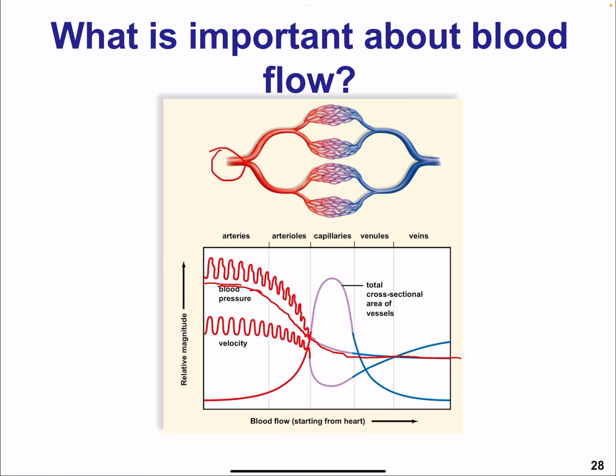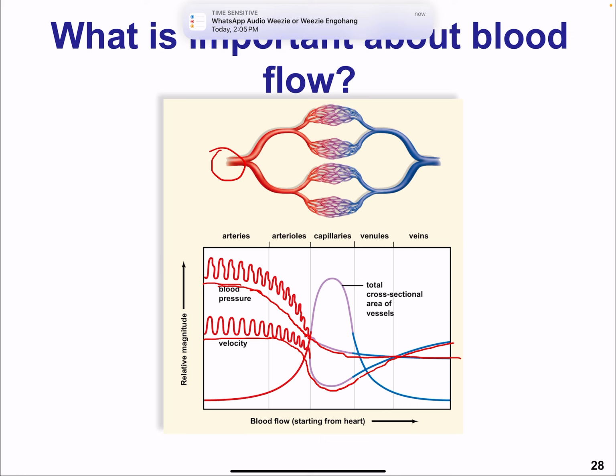How about velocity, or the speed at which the blood is flowing? Well, we see that velocity actually is high here in the arteries, drops down in the arterioles, and then falls completely in the capillaries, which means that the blood is taking time in the capillaries for exchange to happen, right? And basically now the velocity will start increasing back as we go from venules to veins, right?